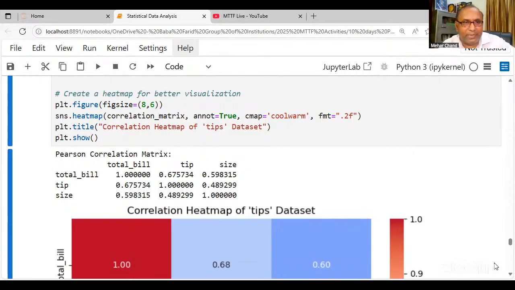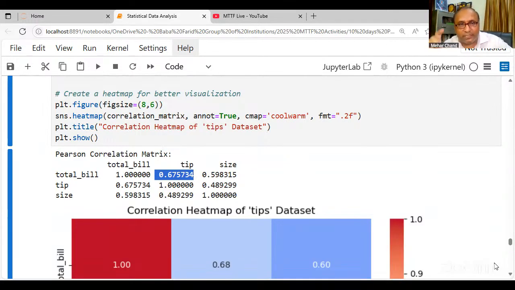When we compare total bill with tip, the value is 0.675734, which is greater than 0.5, so highly positively correlated. Similarly, size with size is also more than 0.5, highly positively correlated. Tip with total bill has the same value as total bill with tip. Whether you correlate tip with total bill or total bill with tip, the value will be the same. Similarly, you can check the other values inside this matrix.